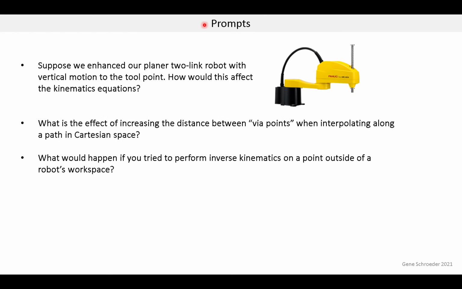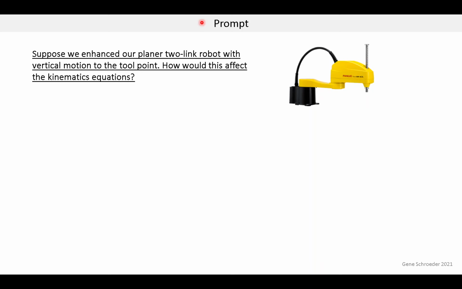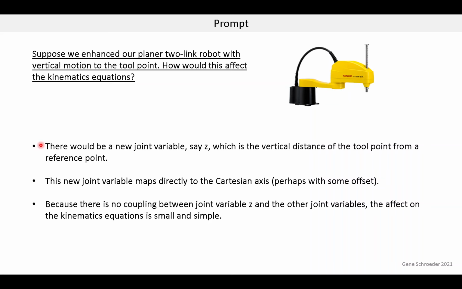So here are the prompts, and I'll just pause a second and then go through them. Suppose we enhanced our planar two-link robot with vertical motion to the tool point. How would this affect the kinematics equations? Well, there'd be a new joint variable, say z, which is the vertical distance of the tool point from a reference point. We'll call it a joint even though it's a translational motion. This new joint variable would map directly to the Cartesian axis, again, perhaps with some offset. But because there is no coupling between the joint variable z and the other joint variables, the effect on the kinematics equations is small and simple.